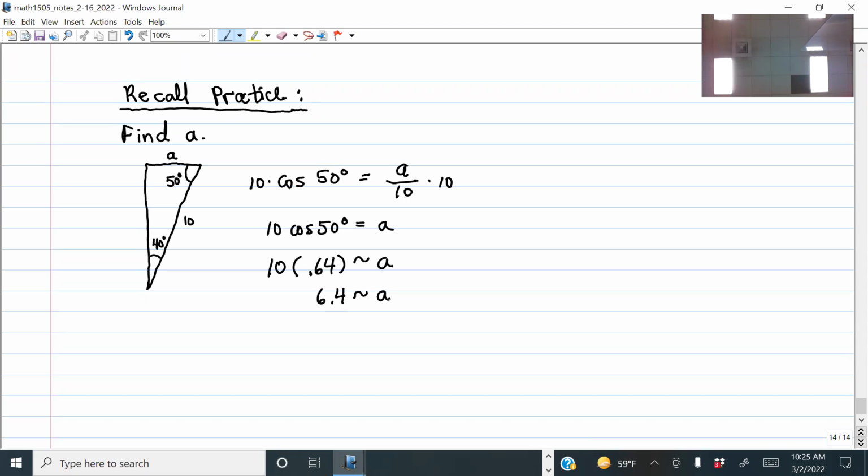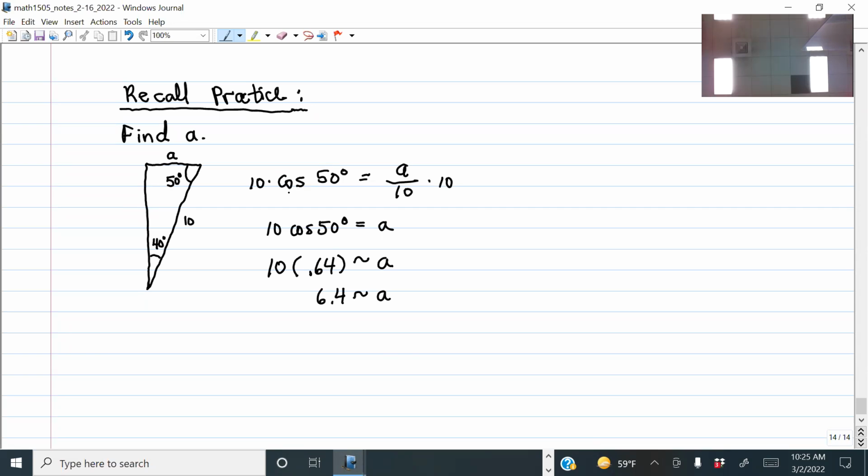Could we have used some other trig ratio? I don't think so, right? With the 50 degrees, I don't see one. We couldn't use sine, because we would have to know the length of the opposite side. We couldn't use tangent, because we would have to know the lengths of the opposite and the adjacent side. We don't know either of those, correct? So it looks like we're pretty limited here to cosine.